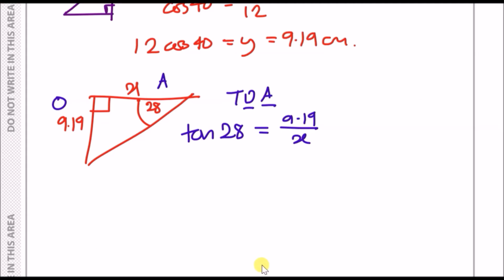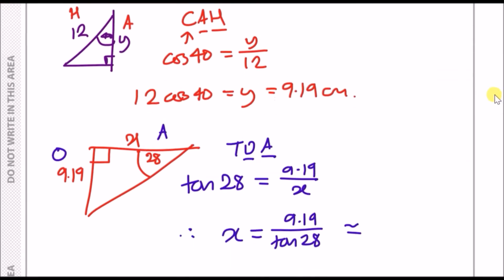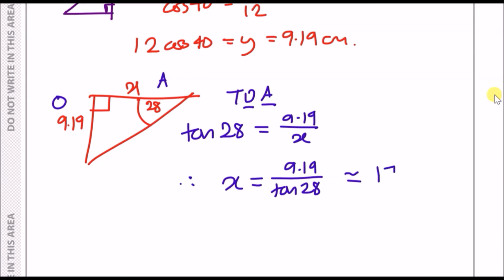Now the difference with this one is that you have to make x the subject again, but because x is on the denominator, we have to multiply x across and divide by tan 28. So it looks something like this: x equals 9.19 over tan 28. When you put this in a calculator, guys, you should get a nice simple answer. They wanted 3 significant figures, so it's going to be 17.3 centimeters. And that's this question done.